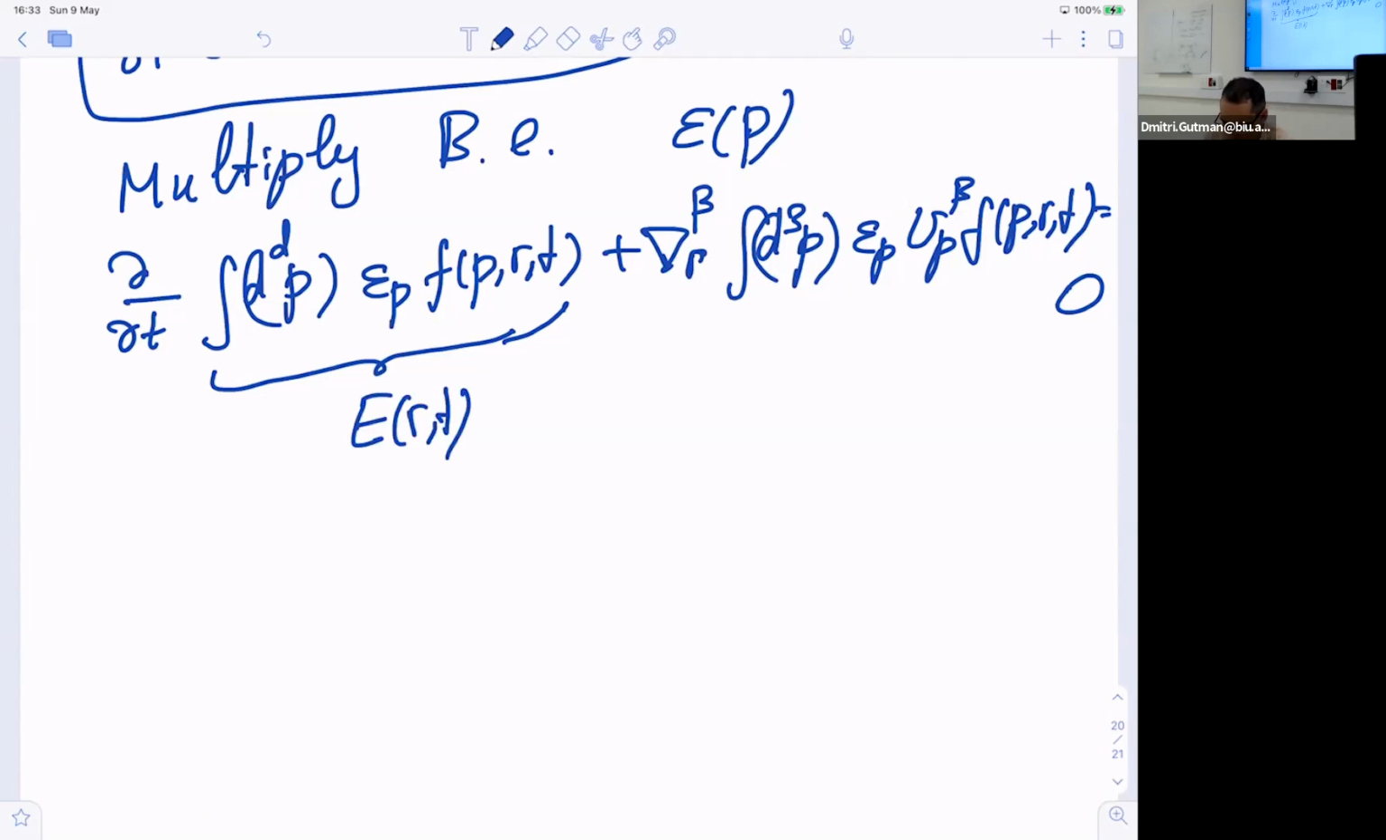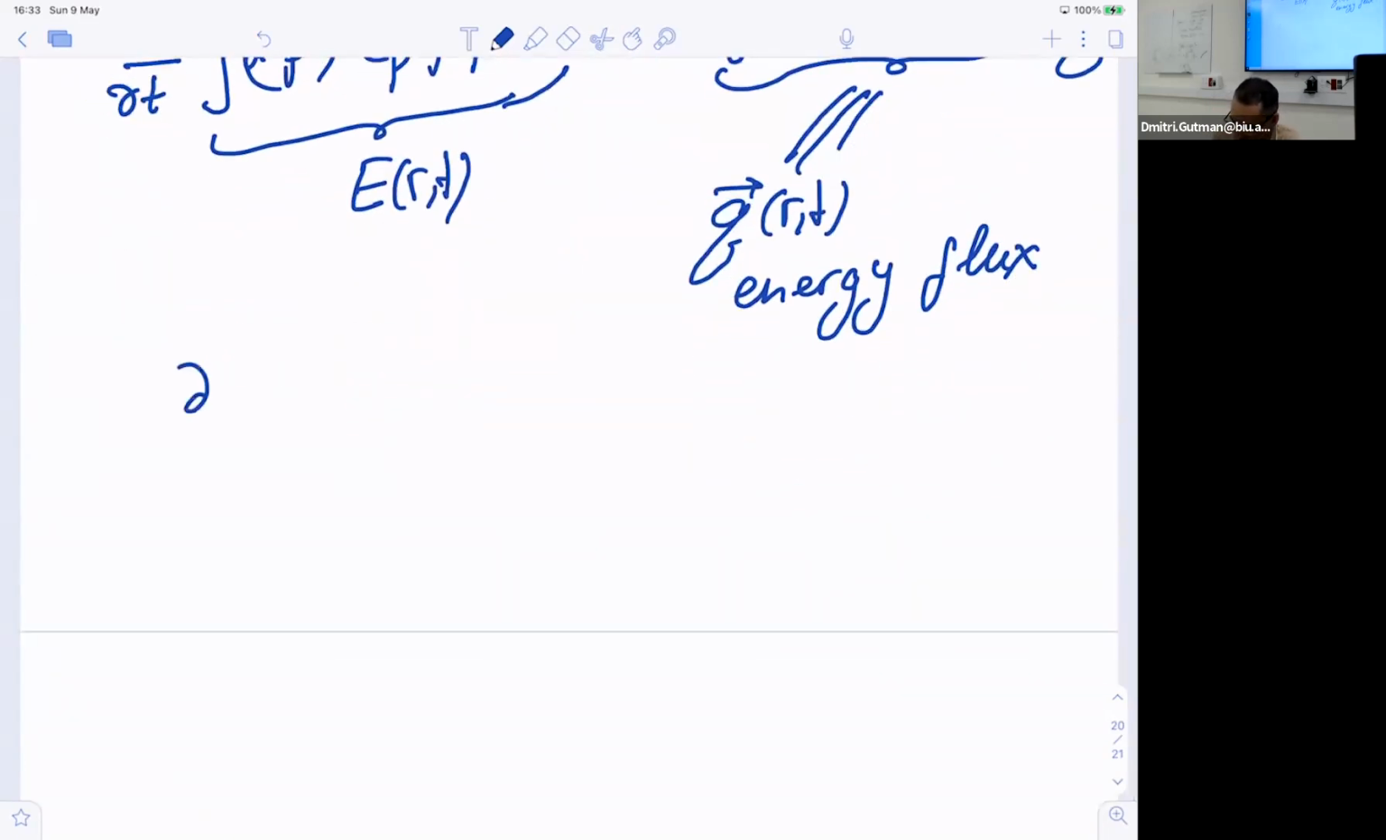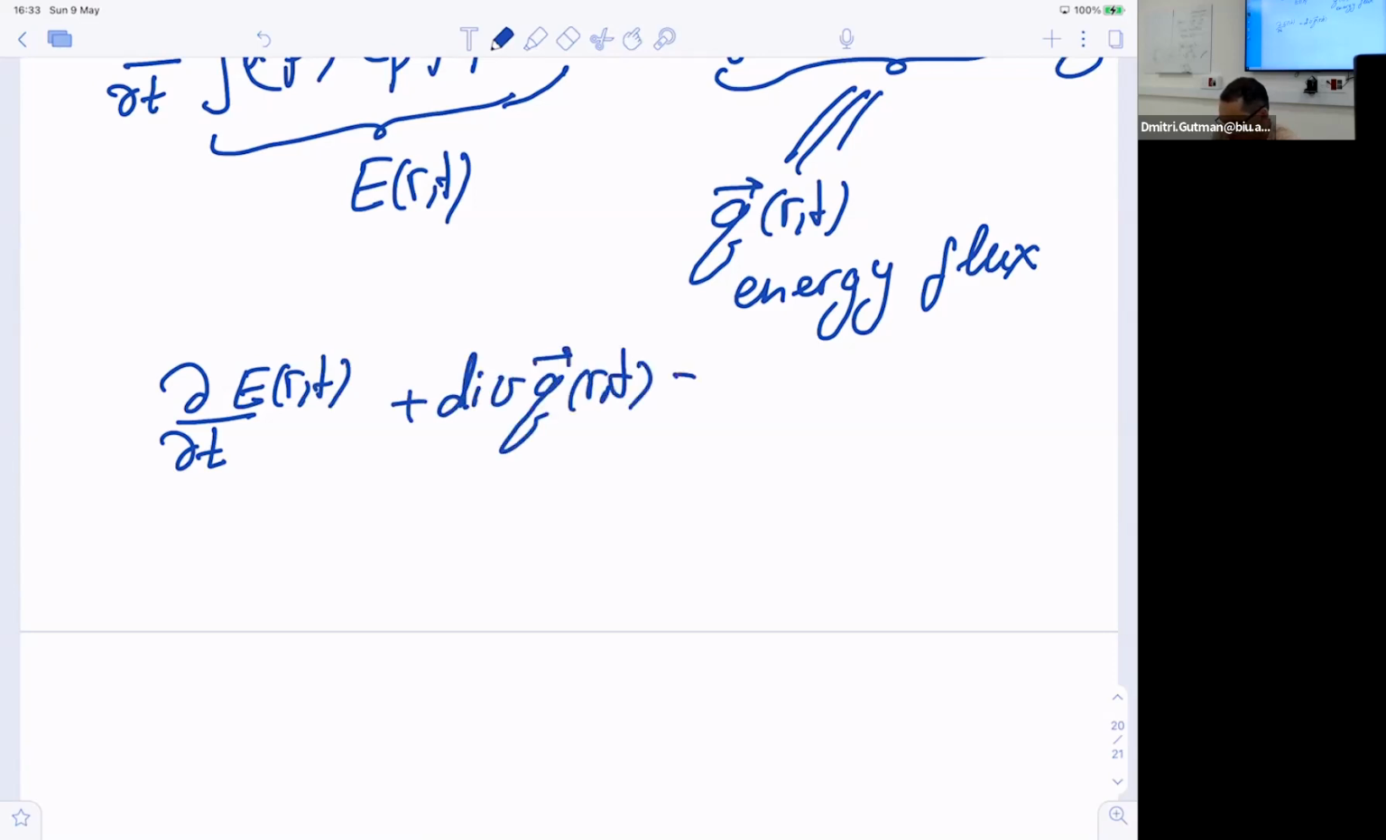The first term is just the density of energy. And the second term is again a derivative of a flux, and this time let me call it Q of r and t. This will be the definition, and this is the energy flux. So the equation for energy looks again like a continuity equation.